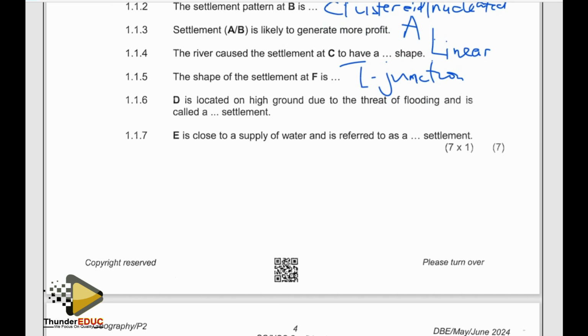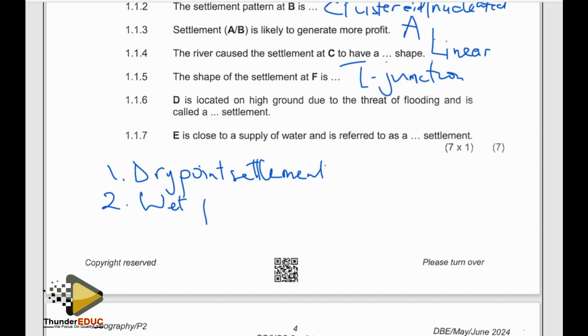Right, we have two types of settlement according to relationship to water. Settlements, remember, are established also in relationship to water. But the difference that we need to note here, we have two classifications of settlements' relationship with water. Number one, we have what we call a dry point settlement. And then number two, we have what we call a wet point settlement.